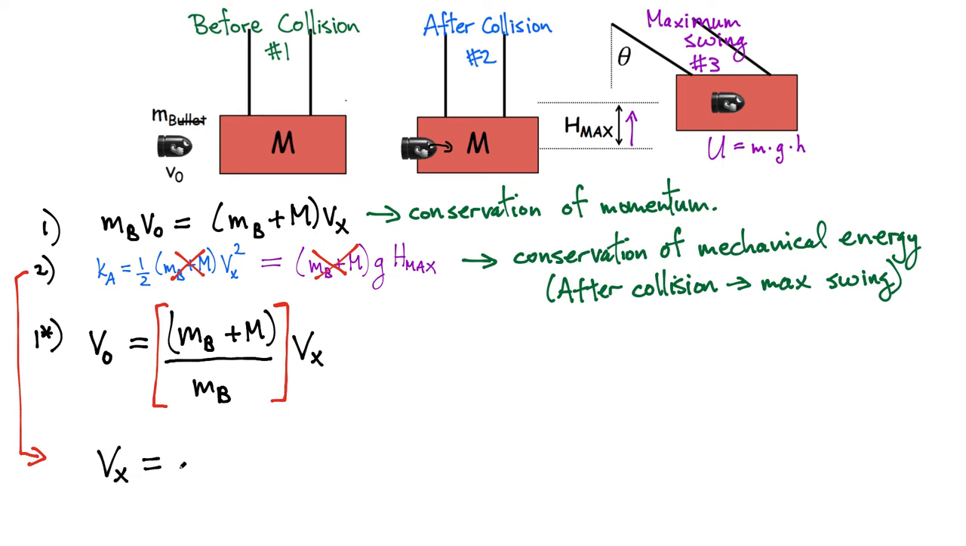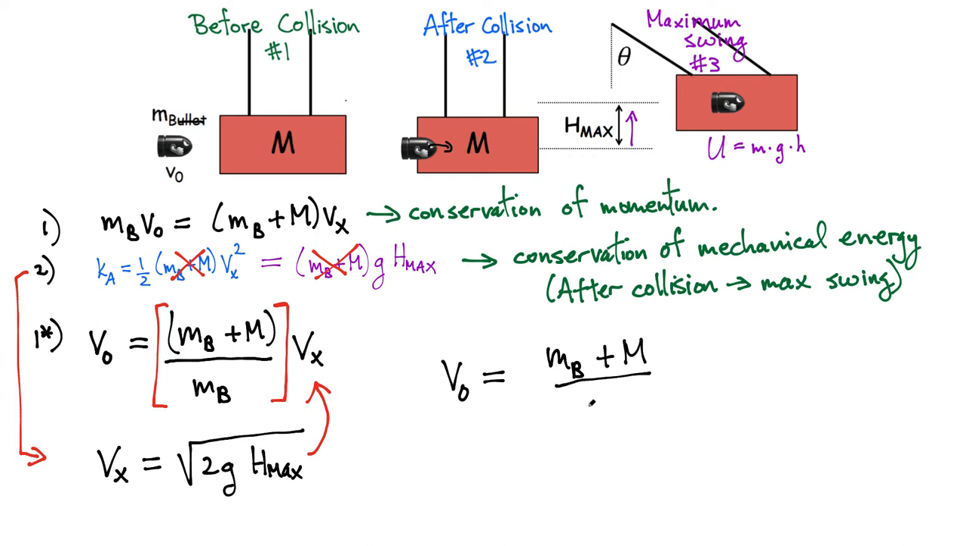So Vx should simply be equal to the square root of 2 multiplied by little g multiplied by my maximum height. All you have to do now is substitute this expression back up here, and I'll get my final expression for the speed of the bullet, again before the collision: the mass of the bullet plus big M, divided by the mass of the bullet, times the speed of the entire system after the collision, which is root 2g multiplied by my maximum height.